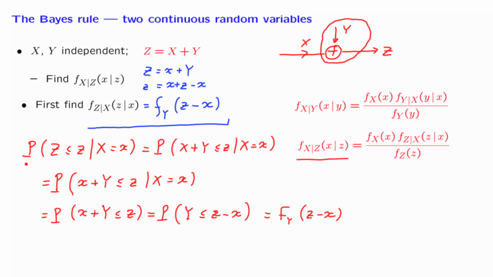We take the derivative of this quantity to find the density of the conditional distribution of z given x, and that density has to be equal to the derivative of this side of the equation. And the derivative here with respect to z is just the density of y evaluated at z minus x. So we have verified using a second method that this formula here is correct.